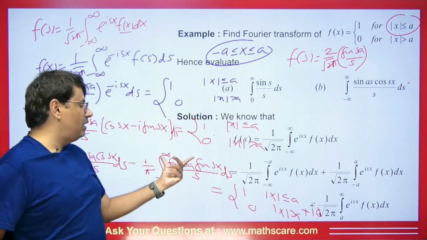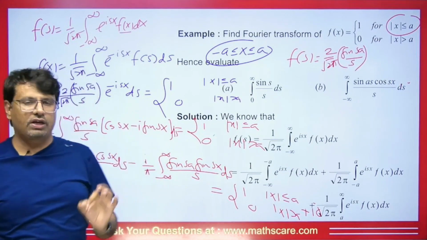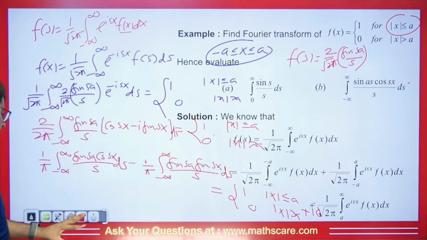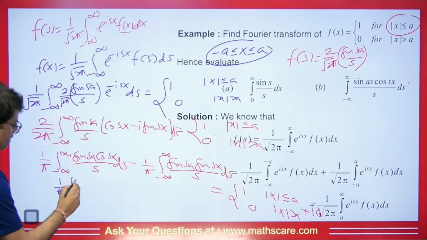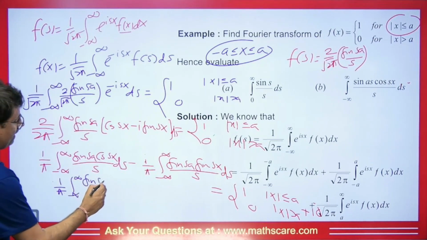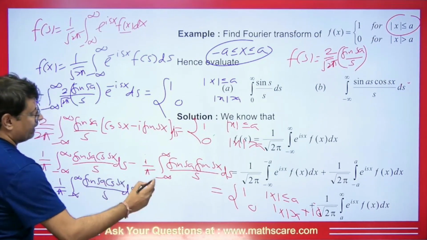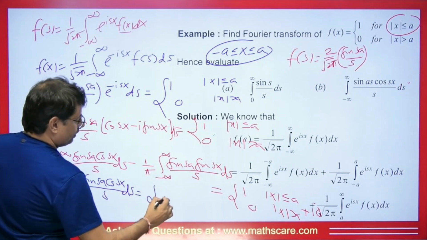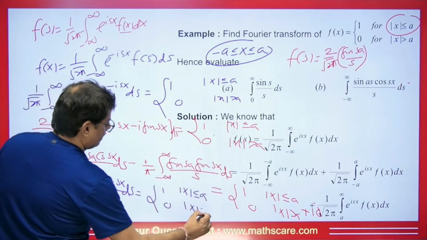This was one way. The second way is if we look here, this function is odd. And what will be its integration value from minus infinity to infinity? It will be 0. Thus, the only value that will remain here is this one. So, students, we will get this as 1 over pi, minus infinity to infinity, sin(sa) cos(sx) upon s ds, and this value will become 0. So we will get limit 0 to 1, where mod x is less than a, and 0 where mod x is greater than a.